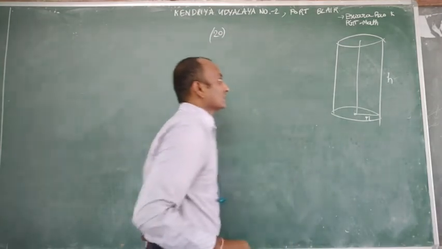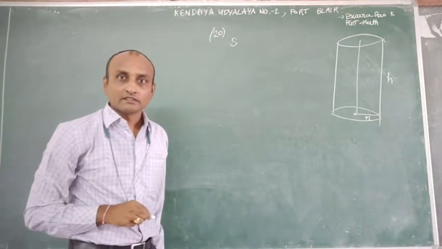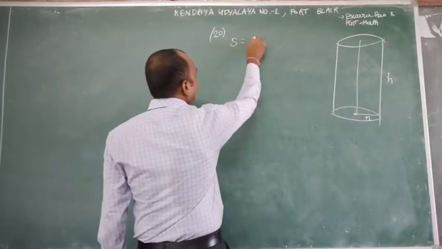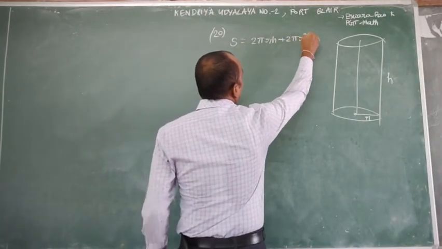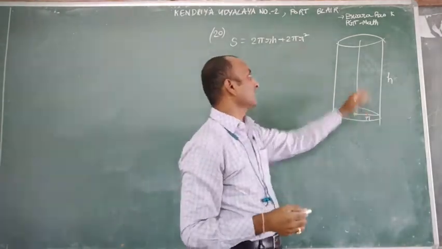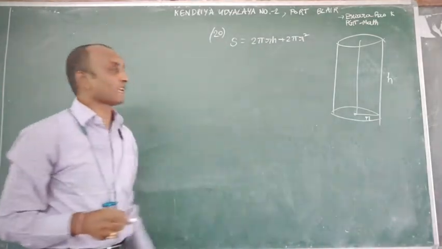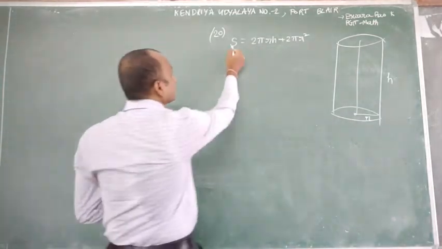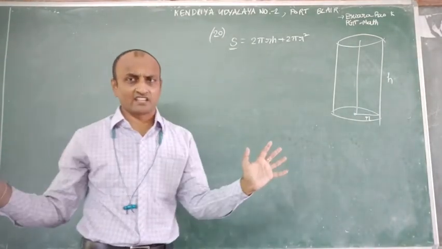So the surface area is given. That means I am taking surface area as S. What is the surface area of the cylinder? 2 pi r h plus 2 pi r square. 2 pi r h is the curved surface area. 2 pi r square is for the base and the ceiling, both circles. 2 pi r h plus 2 pi r square is the surface area, which is a given constant quantity, because it is given that surface area will never change.